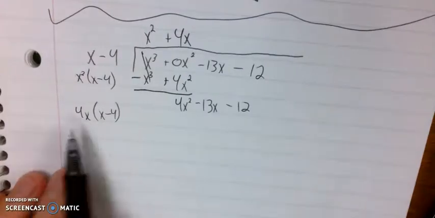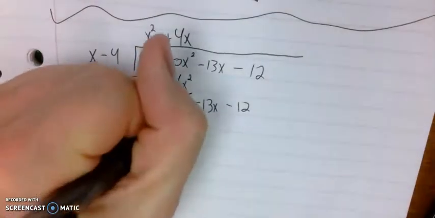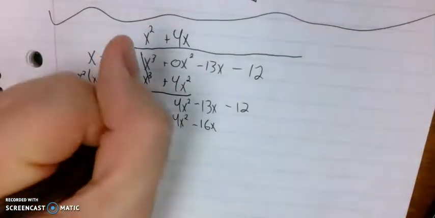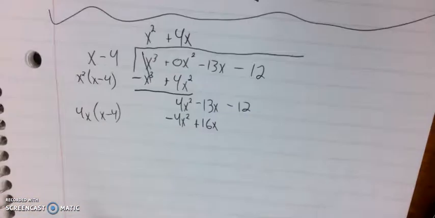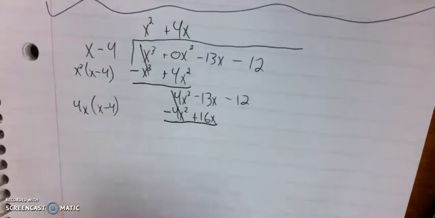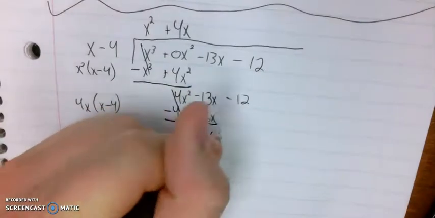That would be 4x squared minus 16x. So 4x squared minus 16x. But I'm finding the difference, so anything that was positive turns negative, negatives turn positive, first terms cancel. Add straight down, I get 3x minus 12.